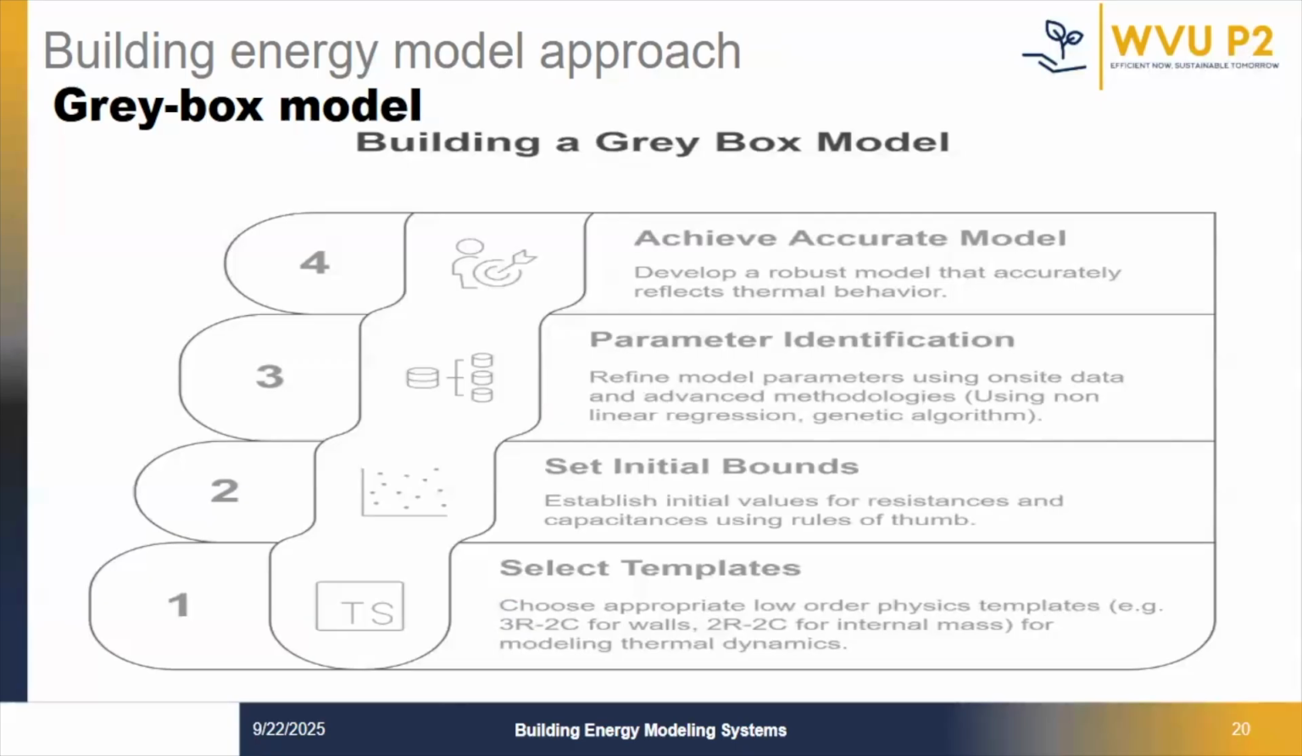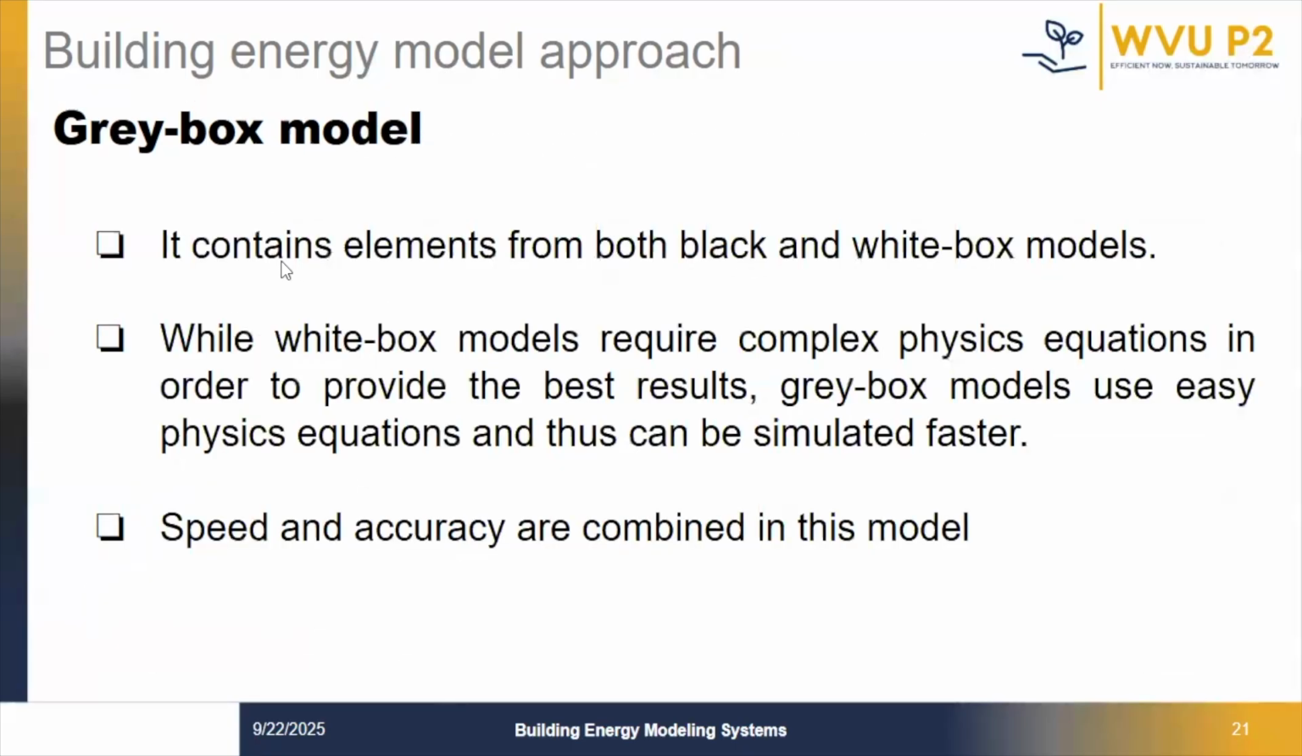So, in simple terms, we start with a simplified physics model. We can think of it as a simple circuit diagram for heat flow. Then we use real measured data from the building to tune and calibrate that model. It is a step-by-step process. So basically we choose a template, we set the initial guesses, then use the algorithms to find the best parameters that make the model match reality.